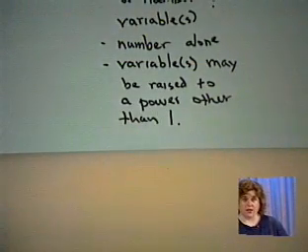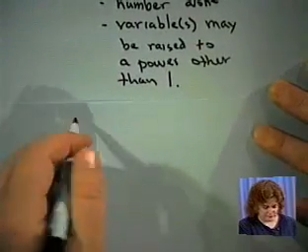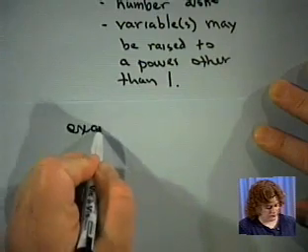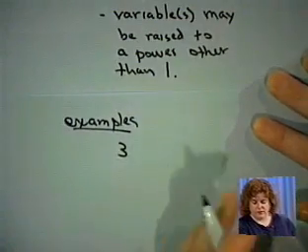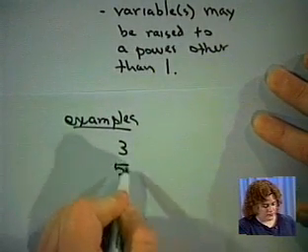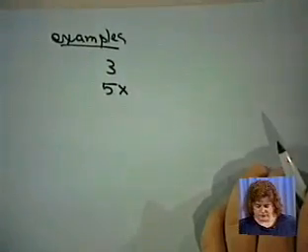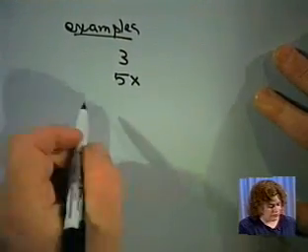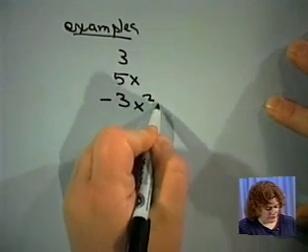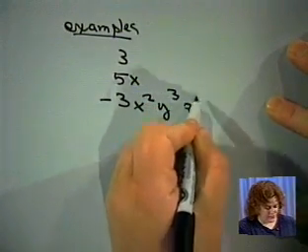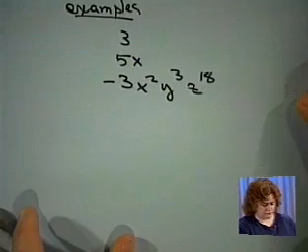Let's look at some examples of terms, just to see what they look like. We could have a constant term, such as the number 3. We could have something like a 5 times x. You've worked with those extensively at this point. We could have something more entertaining, like a negative 3 x squared, y cubed, z to the 18th power. And any one of those things would be called a term.